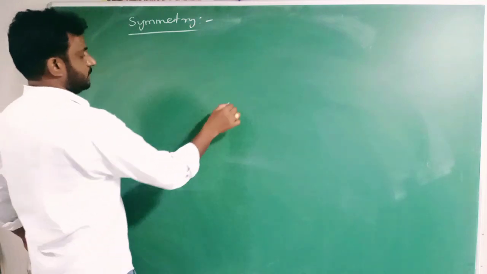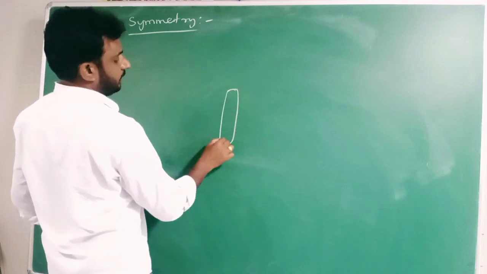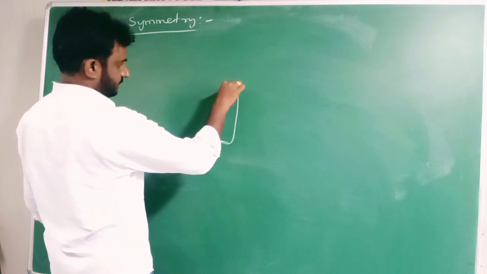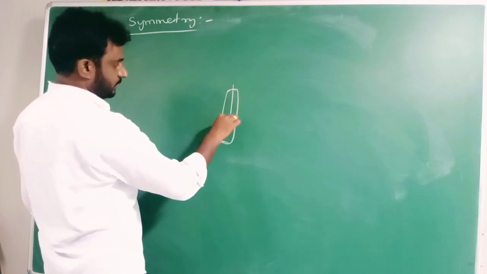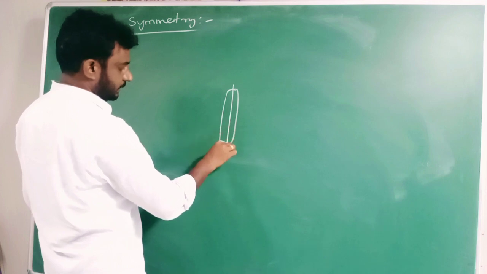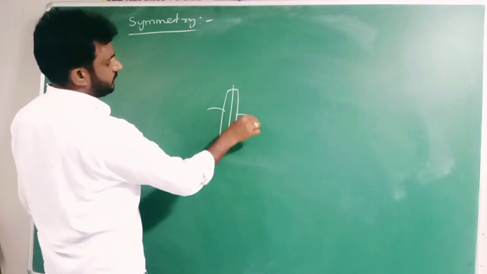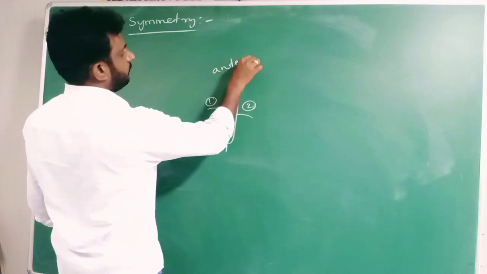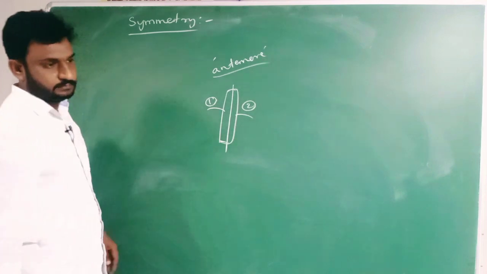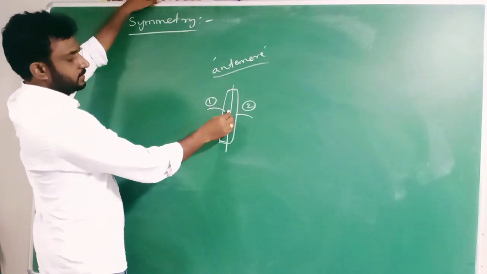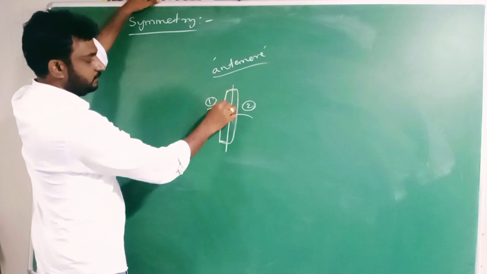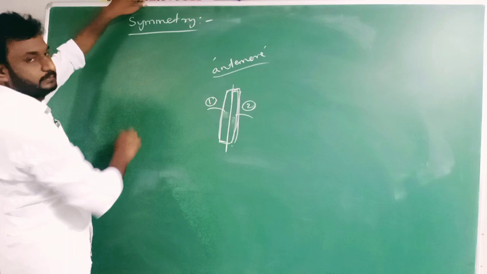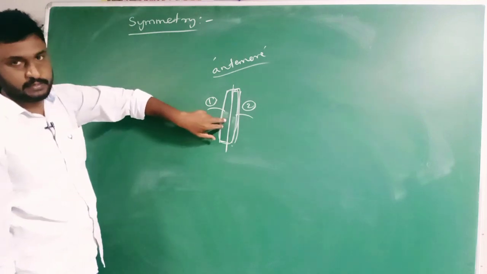Antimeres, for example, this is one organism. One plane which is passing through the central axis can cut the animal into two identical parts. First identical part, second identical part, which are also called antimeres. Two antimeres. Now, first half, second half. If the first half resembles the second half, we can say this animal is showing symmetry.